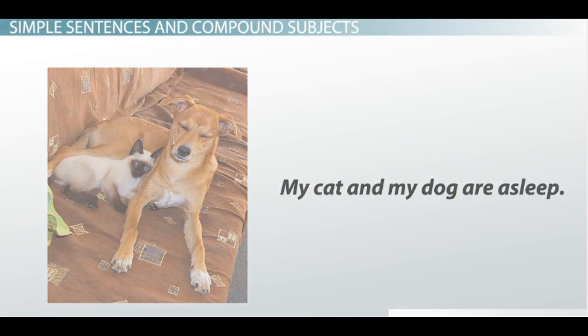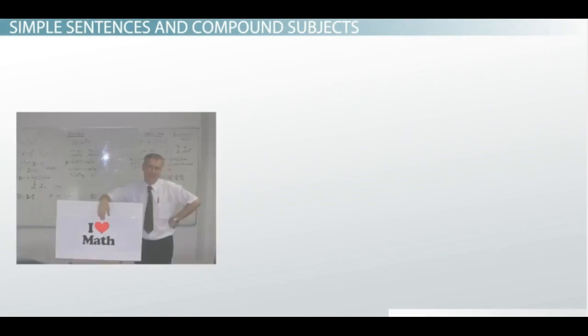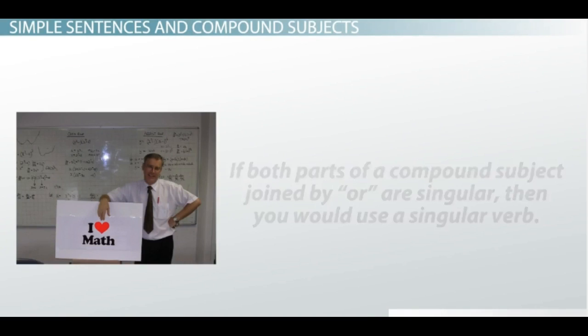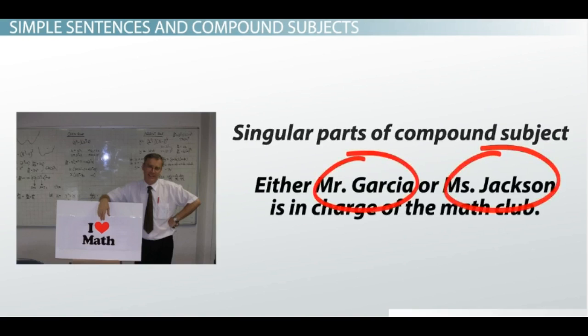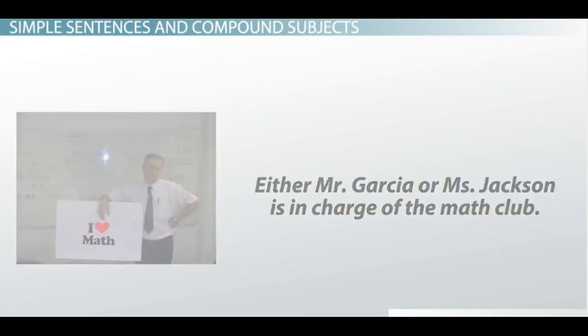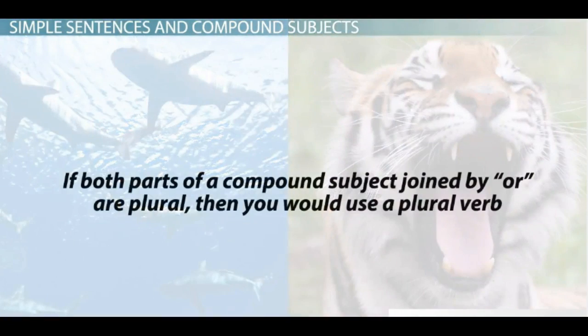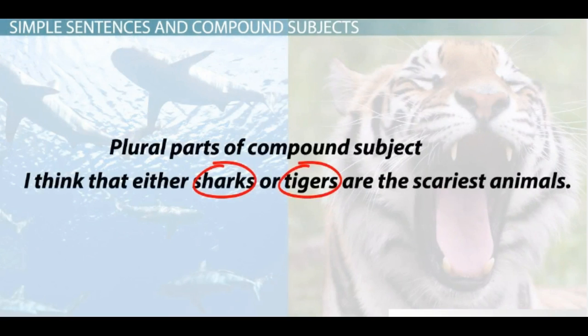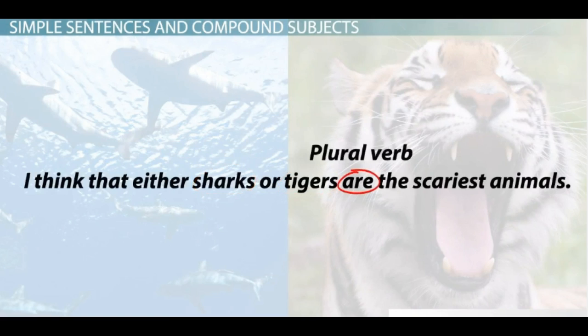If you have a compound subject that's joined by "or," look at whether the component parts of the compound subject are singular or plural. If both parts of a compound subject joined by "or" are singular, then you would use a singular verb. For example, I might say, "Either Mr. Garcia or Miss Jackson is in charge of the math club." If both parts of a compound subject joined by "or" are plural, then you would use a plural verb. For example, you might say, "I think that either sharks or tigers are the scariest animals."